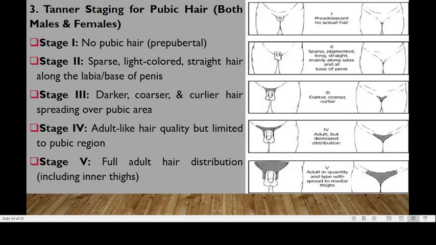For both, pubic hair: we have stage 1 where there is no pubic hair, that is prepubertal. For stage 2, we have sparse, light-colored, straight hair along the labia or base of the penis. And then stage 3, we have darker, coarser, and curlier hair spreading over the pubic area. Stage 4, we have adult-like hair quality but limited to the pubic region. Stage 5 now we have full adult hair distribution including the inner thighs.